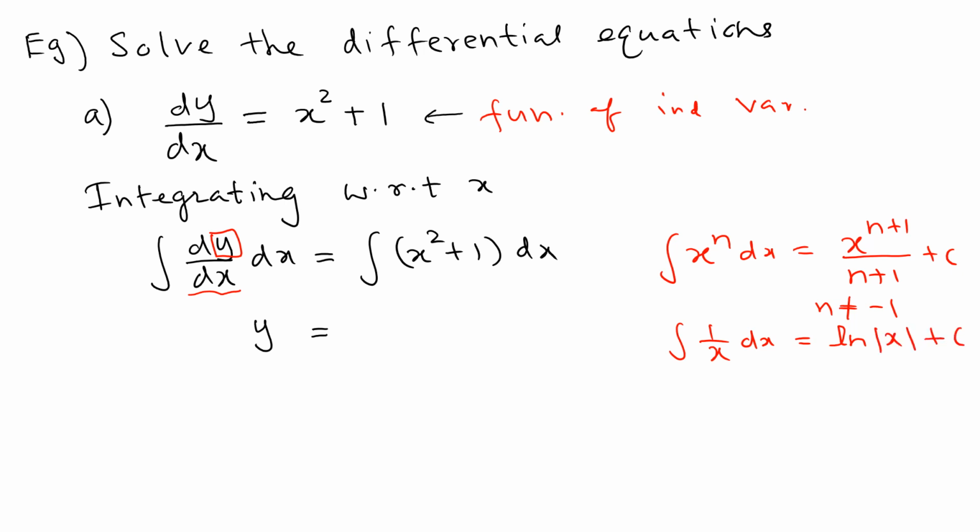So according to the power rule, you're going to get x cubed over 3 plus 1. The 1 means x to the 0, so that means we can still use the power rule. So you're going to get x to the 1. That means x over 1, that means just x, plus a constant. So that's the answer for the first differential equation. You can see it's so simple.